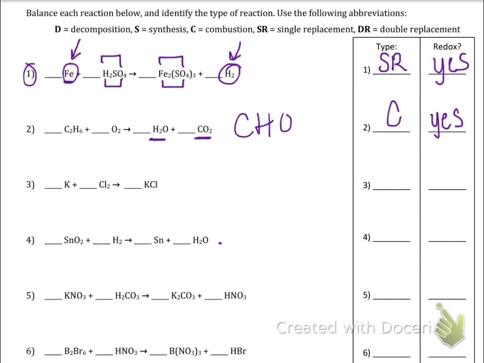Okay, let me do one more. Here's K, here's chlorine, and now I have one big thing. So which type out of the 5 takes small things to make only one big thing? Right, it's synthesis. It comes together as one product. Synthesis is always redox as well. Everything should be yes except double replacement. Double replacement is the only one that is not redox.